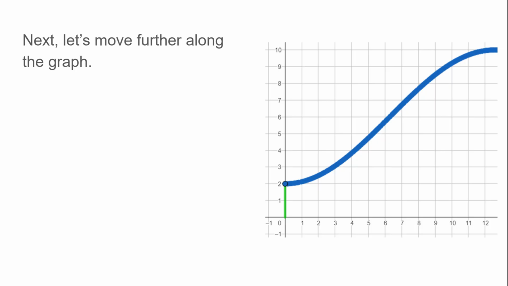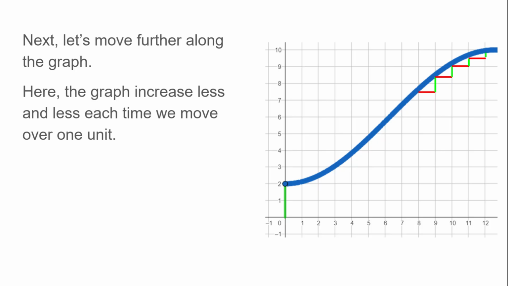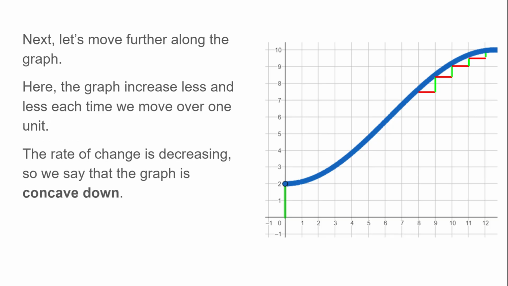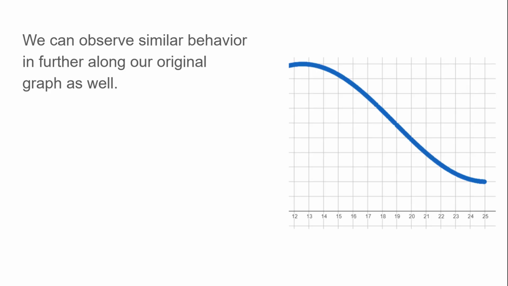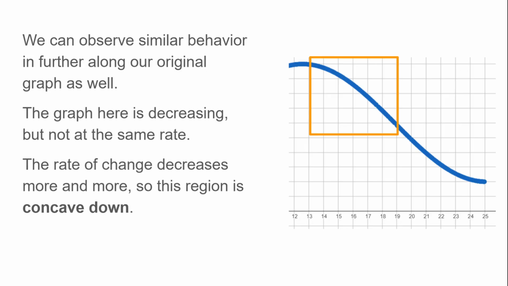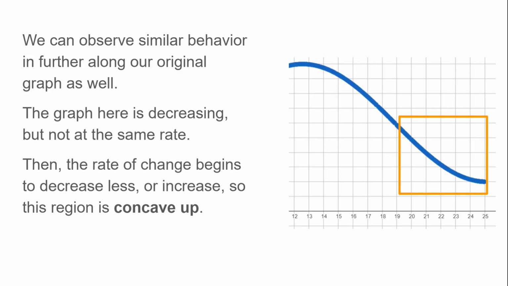Move further along, however, and here the graph is increasing less and less each time we move over 1 unit. The rate of change is decreasing here, so we say that the graph is concave down. We can observe similar behavior further along the original graph as well. The graph here is decreasing, but not at the same rate. This section is concave down. Here we're decreasing less, or increasing, so the region is concave up.